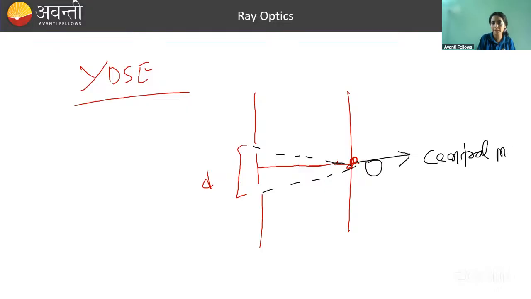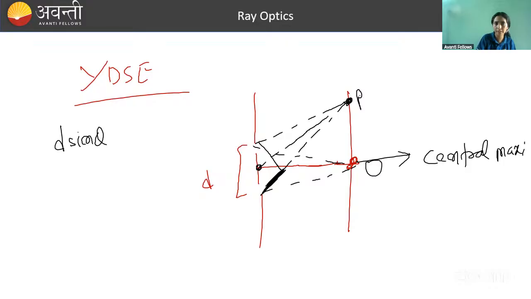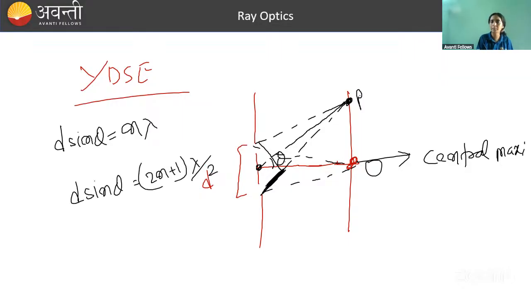What do you get here? Central maxima. When will we get maxima again? Let's say at this point we get maxima. So light coming from this slit and light coming from this slit will have a phase difference of this much. This is the extra distance the second light is traveling. And this is termed as d sin theta, where theta is what? Theta is the position vector of this point P from the center of the slit. So this is this theta. Okay? And if this is equal to n lambda, you will get maxima. And if this is equal to (2n plus 1) lambda by 2, you will get minima.